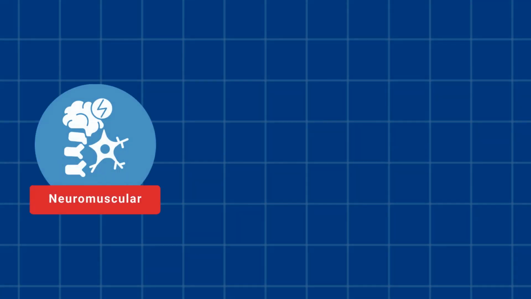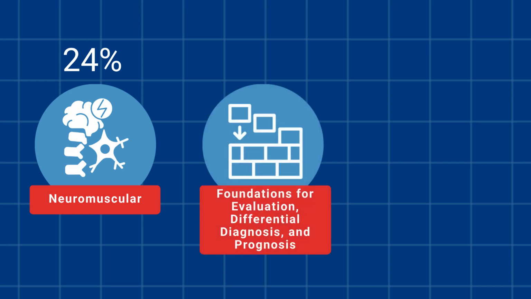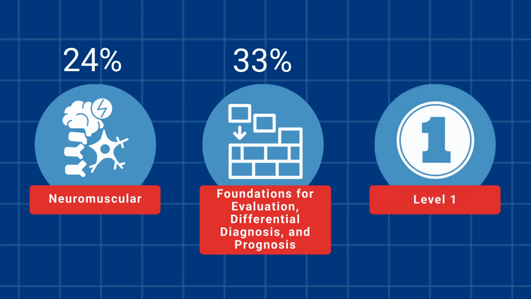This question is a neuromuscular and nervous systems question which represents approximately 24% of all exam items. This question is a foundations for evaluation, differential diagnosis, and prognosis question, which represents approximately 33% of all exam items. This question is a Level 1 question since the question requires students to possess basic foundational academic knowledge. Remediation of Level 1 questions occurs through academic review of entry-level content using textbooks, review books, Basecamp, and flashcards.